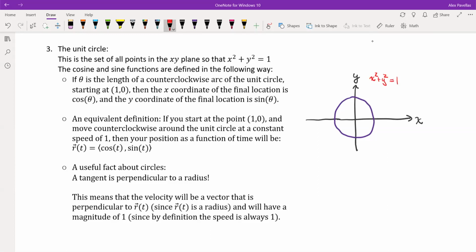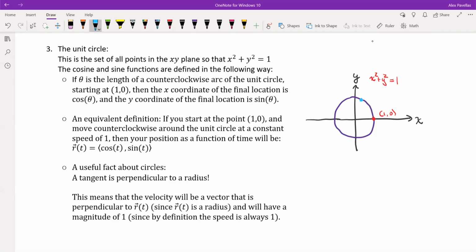And the idea is that if I plug in 1, 0, that's a point on the circle because 1 squared plus 0 squared is in fact equal to 1. Or you could do 3/5, 4/5, that also works. Any x and y that you choose such that x squared plus y squared equals 1 gets you a point on the circle.